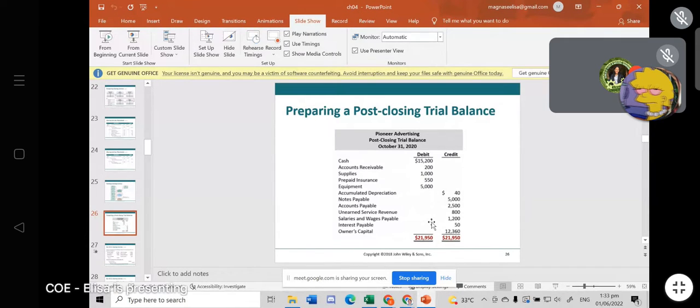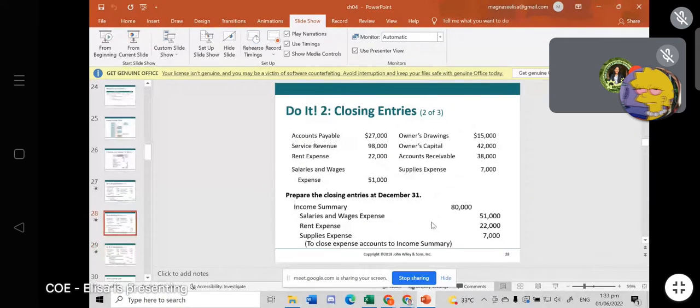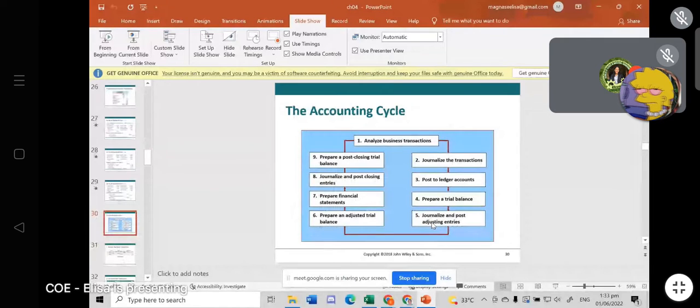Okay, so that completes our activity. Now, let us review the accounting cycle. We have analyzed business transactions, then we journalize the transactions, then post to the ledger accounts. We're done with that. Prepare a trial balance, and then journalize and post adjusting entries. Number 6, prepare the adjusted trial balance.